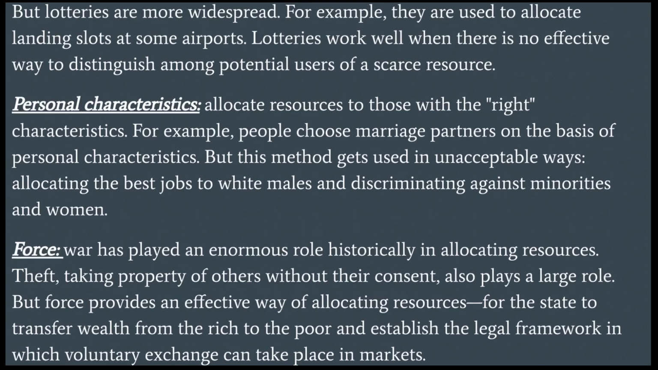Force. War has played an enormous role historically in allocating resources. Theft, taking property of others without their consent, also plays a large role. But force provides an effective way of allocating resources for the state to transfer wealth from the rich to the poor and establish the legal framework in which voluntary exchanges can take place in markets.